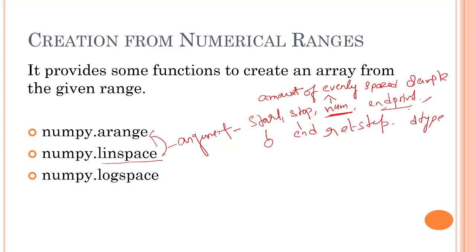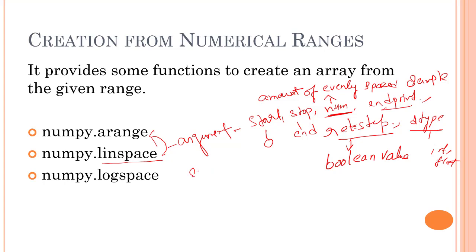Whenever you want to stop the interval, mostly we use endpoint. Now comes retstep. This is used for a boolean value. Wherever you use this, you have to go with the consecutive numbers; at that time you use the retstep parameter. Then comes dtype. It's the same as your data type, like int, float.